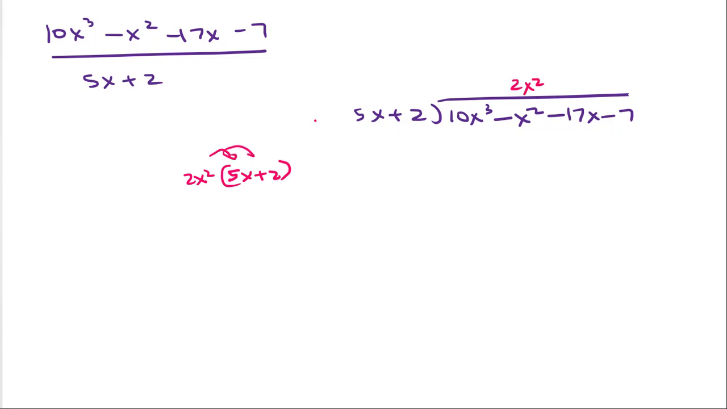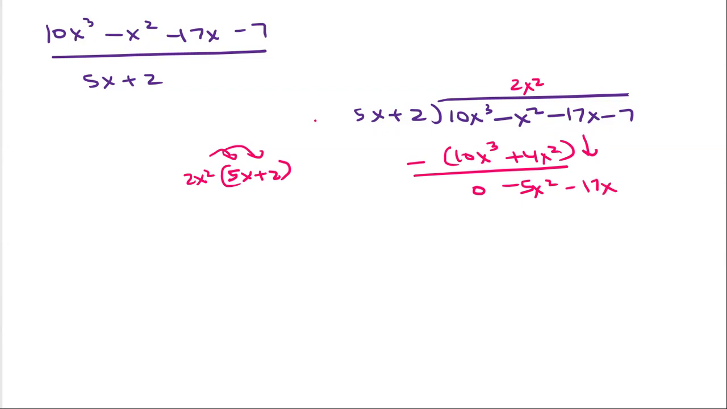So then I multiply this. 2x squared times 5x is going to give me 10x to the third power. Then 2x squared times 2 is going to give me plus 4x to the second power. Then I subtract the whole thing. So 10x cubed minus 10x cubed is 0. Minus x squared minus 4x squared is going to give me a minus 5x squared. Then I bring down the negative 17x.